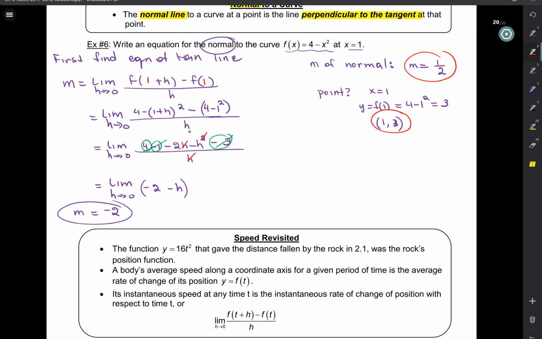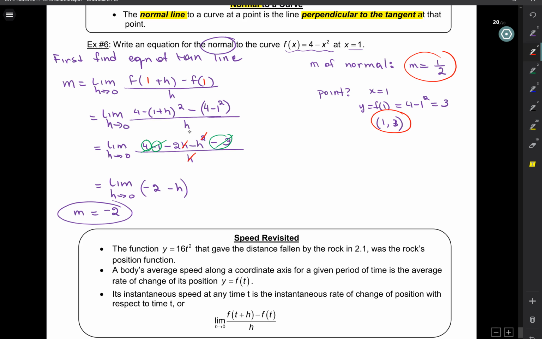Now, if it was a negative 1, if it was 4 minus negative 1 squared, then I would put parentheses. The way I have it here, that square only belongs to the 1. If it was like this, then it would belong to everybody.